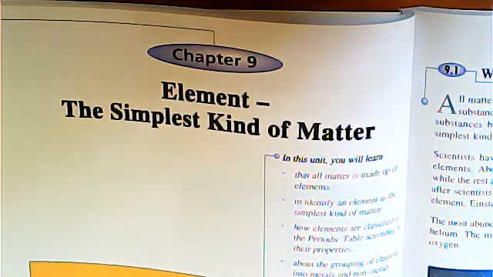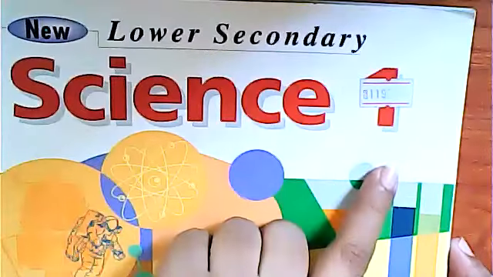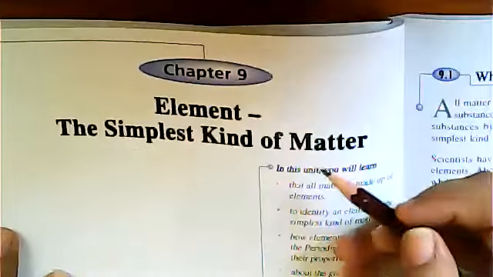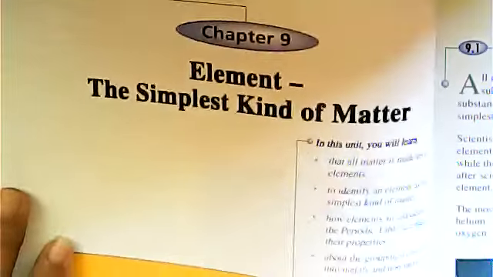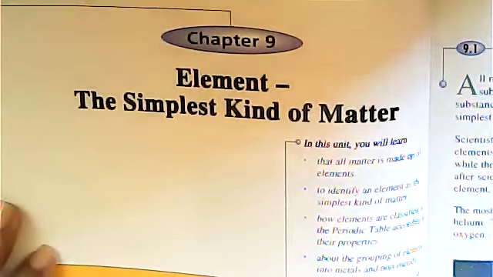Today we are going to do the revision of chapter number 9, Elements, the simplest kind of matter. This chapter is present in your Science Book 1, on page number 100. On page number 100, you have chapter number 9, simplest kind of matter. Elements are the simplest kind of matter.